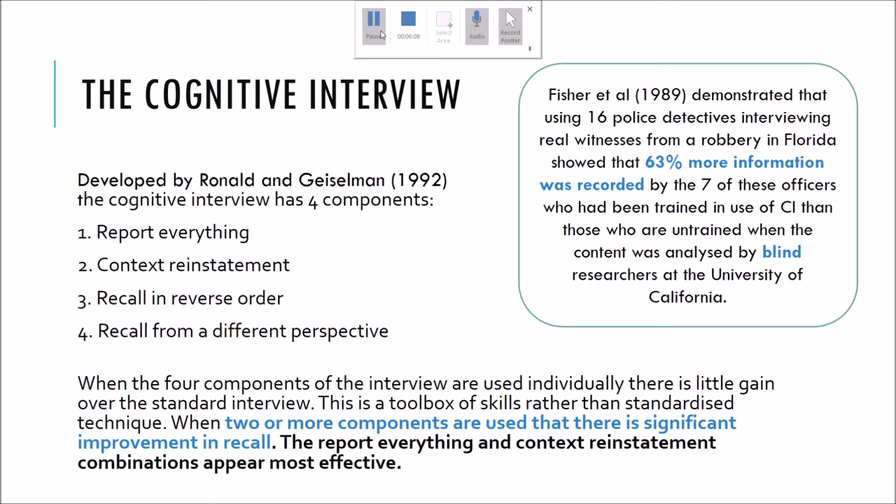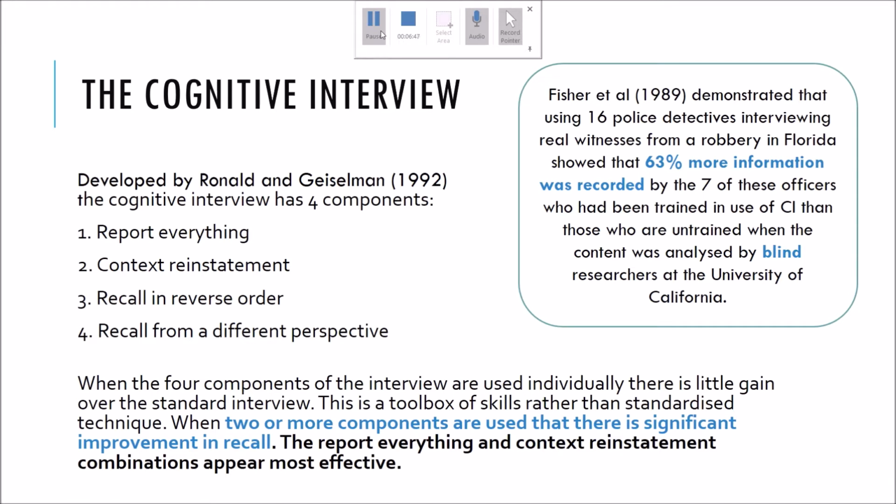And lastly, you've got recall from a different perspective. This one really encourages witnesses to try and view the scene as other people who may also have seen it. So for example, say you were the witness at a burglary in which you were a customer in the shop that was under attack, they may ask you to recall it from the perspective of the cashier, for example. So the aim of this is to use a number of pathways to increase the retrieval of detail from witnesses.